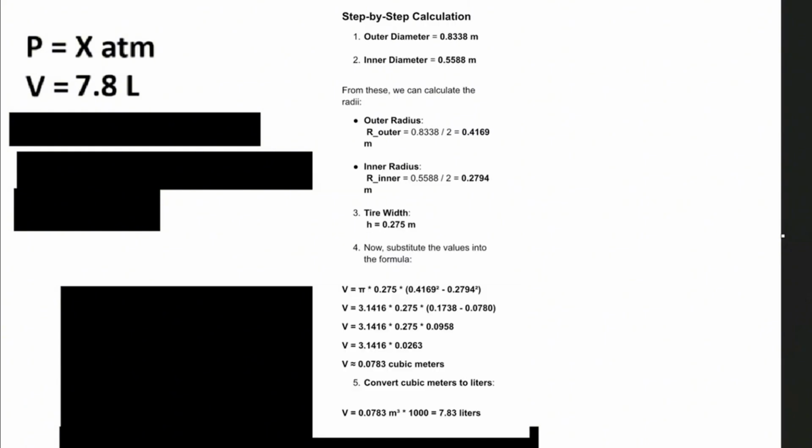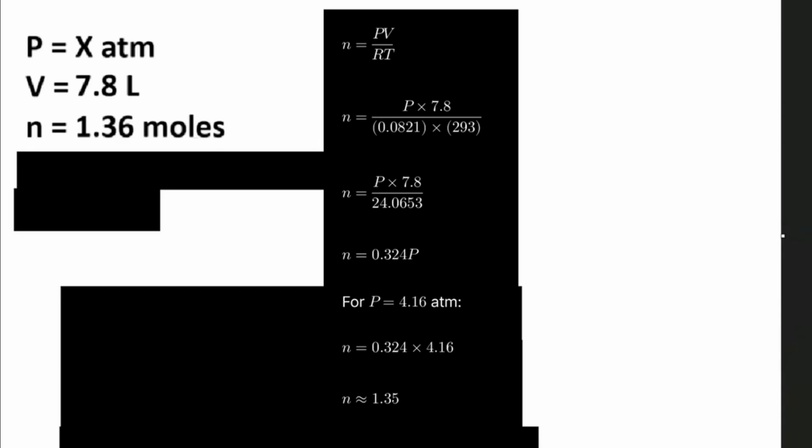Next, V equals 7.8 liters. I got that using this equation. N equals 1.36 moles, and I got that from this equation right here. R is gas constant and stays at 0.0821.